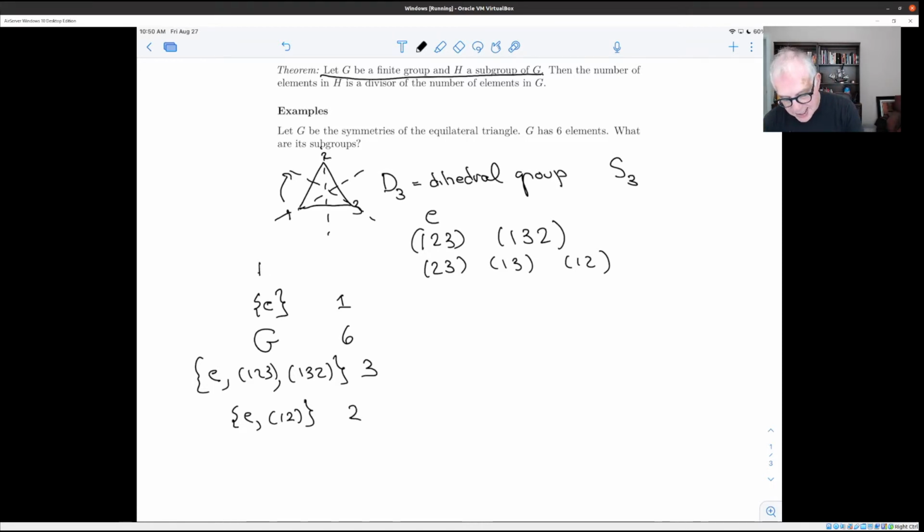So if this is H, and this is the number of elements in H, you see that all of the numbers which occur as orders of subgroups are divisors of the order of the group, which is 6. How do we know there aren't any other subgroups? Well, let's suppose that H is a subgroup.